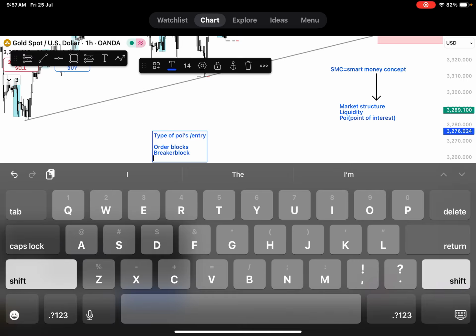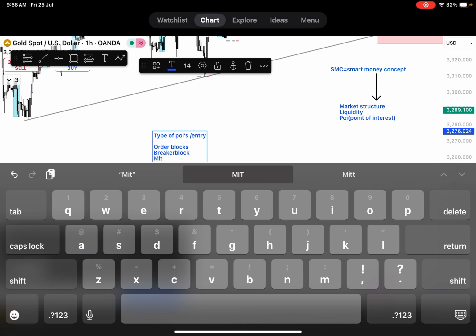Let me just mention all of them. But I'm going to explain only a few. We have mitigation. This one I'm just teaching you guys so that you understand it. We have the mitigation block.